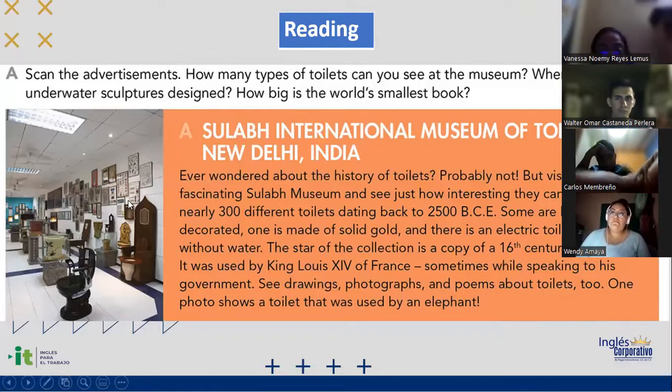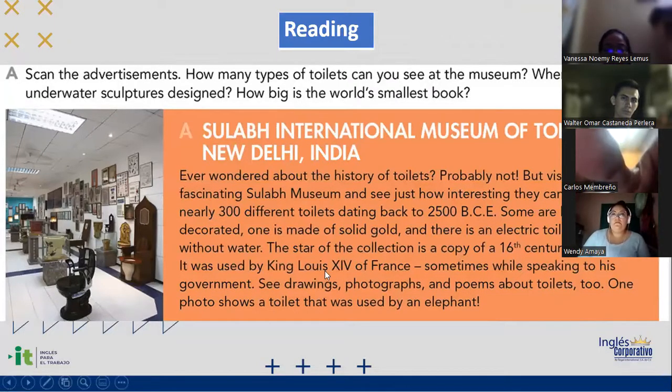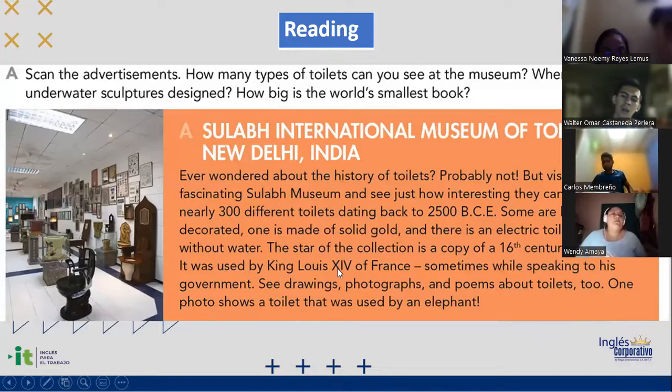Yes, tell me. King Louis 14th. This is the pronunciation: King Louis 14 of France. This is 14, Roman numbers, right? Without the TH in the end, I guess, it's only 14 in Roman numbers. In Spanish we say Rey Luis 14, so I guess it's the same in English. King Louis 14. Good. Thank you. What else? Any other question?